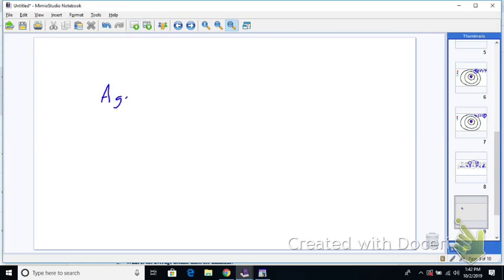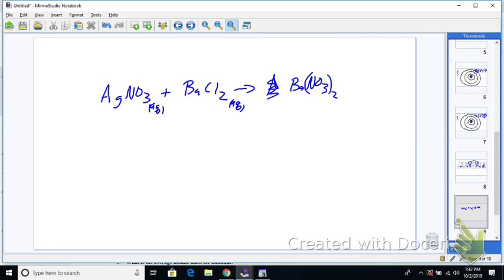AgNO3 plus BaCl2, and the aqueous. So that would be Ba(NO3)2. So make sure you're writing them correct on that side. That was going to be aqueous. And then the AgCl is going to be your solid.